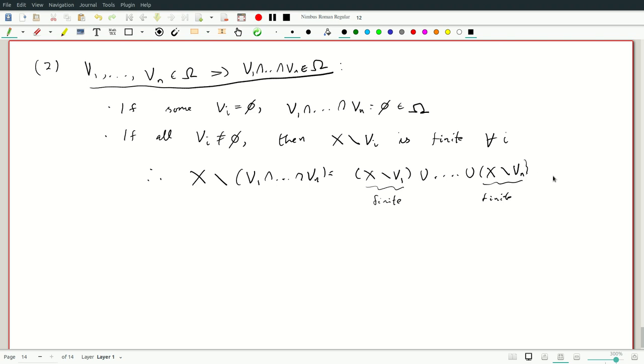Everything in between, and also we have a finite union. So a finite union of finite sets is finite. Hence we see that V1 intersection ... intersection Vn belongs to omega. So we had a natural split into two cases, and this gives an interesting topology. We'll see why it's interesting as we go along.